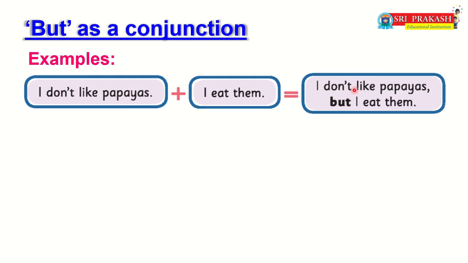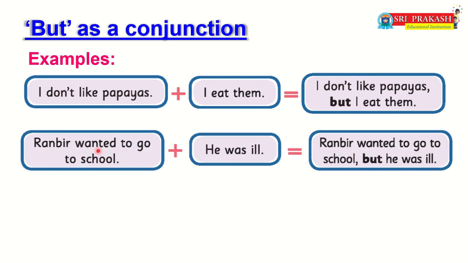I don't like papayas, but I eat them. Let us see one more example. Ranbir wanted to go to school. He was ill. These two are again different ideas or actions. When we are ill or sick, we don't go to school. But here, Ranbir is wanting to go to school. So in that case, when we join them, we use the conjunction but. But is used to join two different contrasting ideas. Ranbir wanted to go to school, but he was ill.